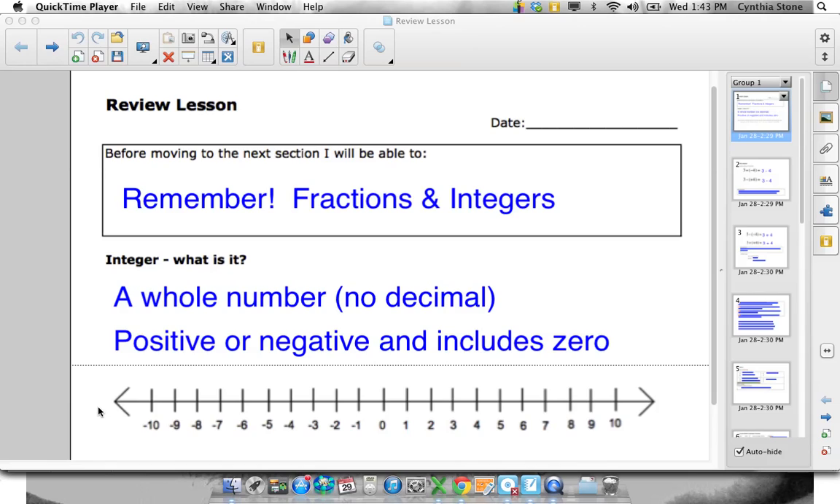Language-wise, what is an integer? When I say integer, I mean a whole number, that is, no decimals, and it can be positive, negative, and include 0. And you might remember using a number line to add and subtract integers, and I put the number line just to remind you. You can use a number line with me if you want to. With time, I want you to be able to do all the adding and subtracting integers in your head. By the time you get to grade 10, grade 11, integers become very, very important.